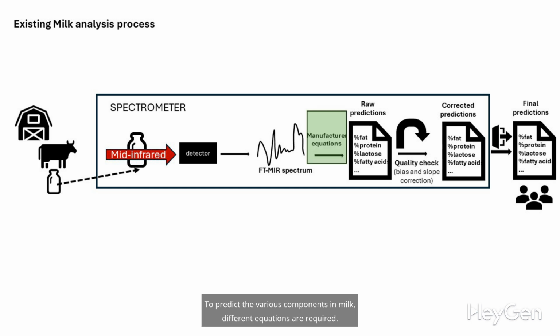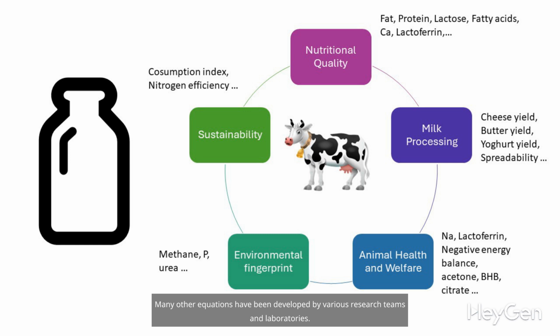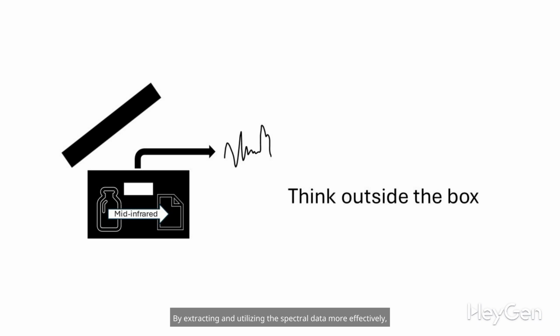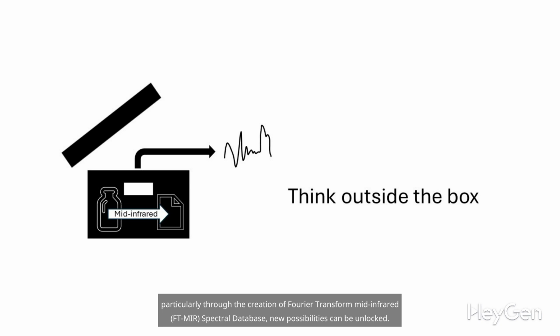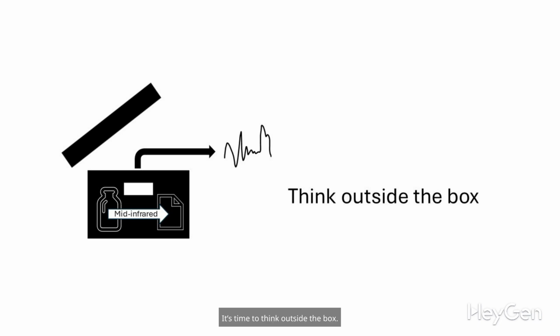To predict the various components in milk, different equations are required. Third-party and/or manufacturer's equations can be used depending on the manufacturer. Many other equations have been developed by various research teams and laboratories. This could prove valuable in enhancing the sustainability of milk production. By extracting and utilizing the spectral data more effectively, particularly through the creation of Fourier-transform mid-infrared (FTMIR) spectral databases, new possibilities can be unlocked. It's time to think outside the box.